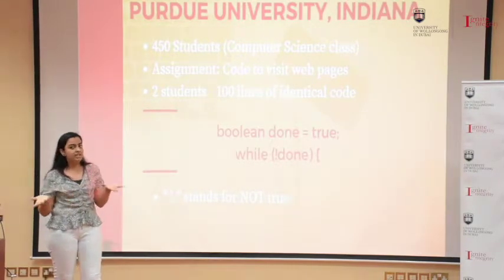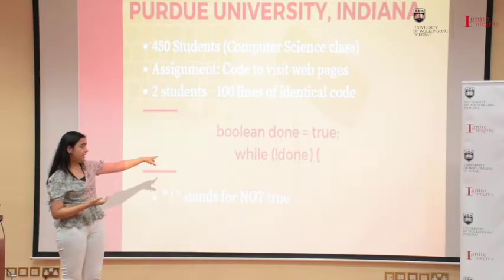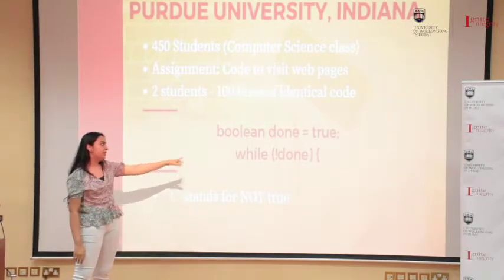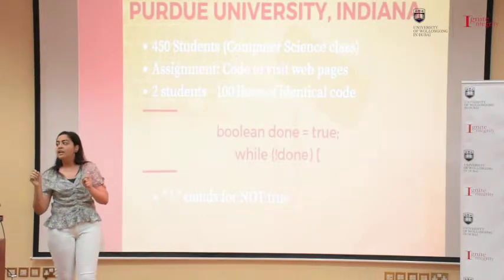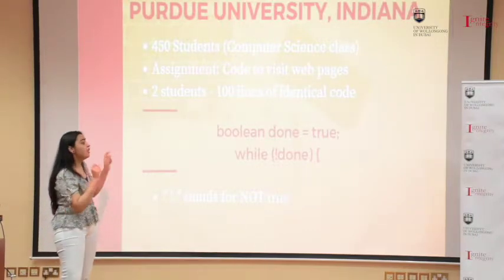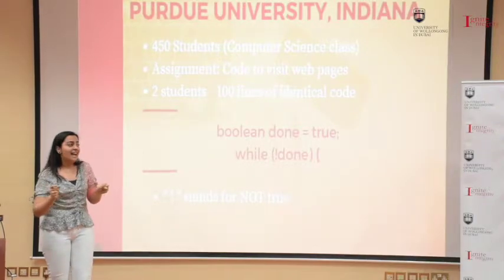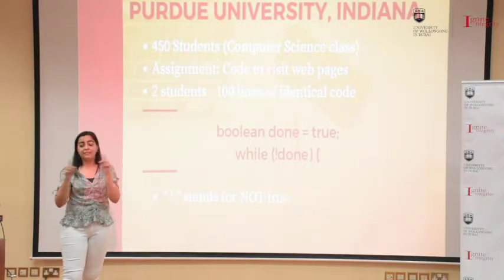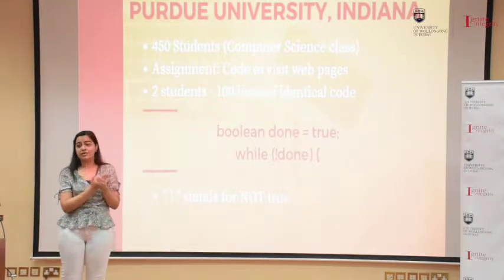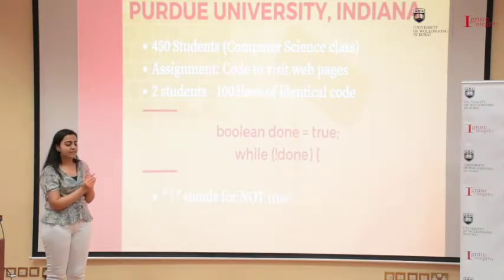And had they cheated or was this a fluke? When the professor looked into their code, he realized that they had cheated due to these 2 lines of code. Boolean equal to true semicolon while exclamation mark done. Now in computing language, the exclamation mark stands for not. So basically they had written not done inside the bracket. This caused their entire program to fail. And they were the only 2 students in that bunch of 450 whose program didn't work due to this very code. So they had to face serious consequences for their actions.